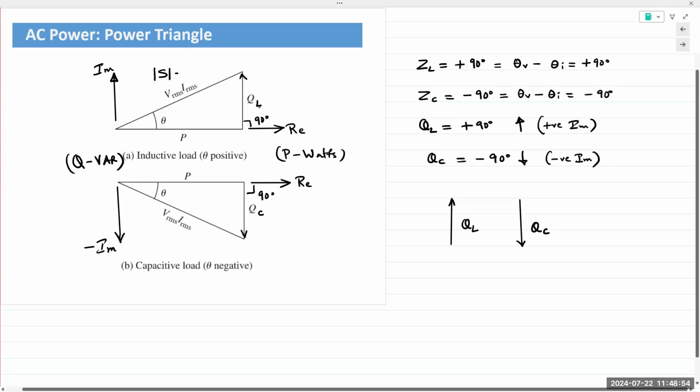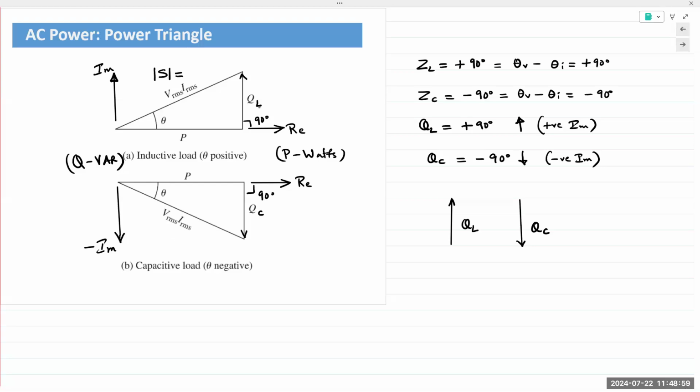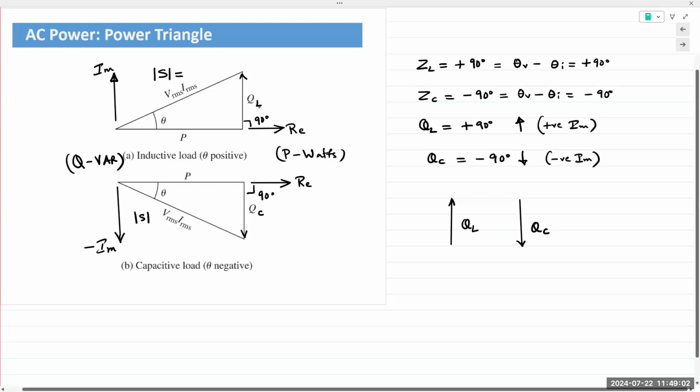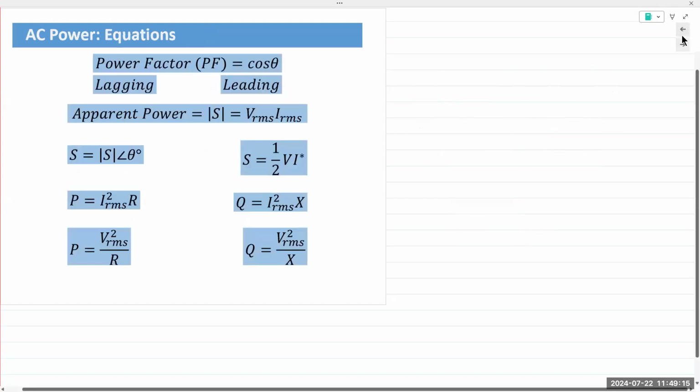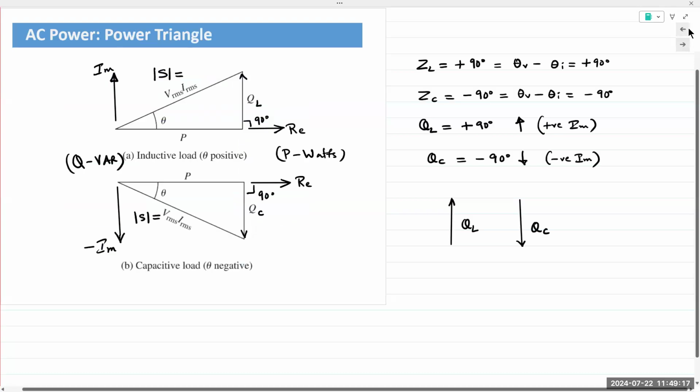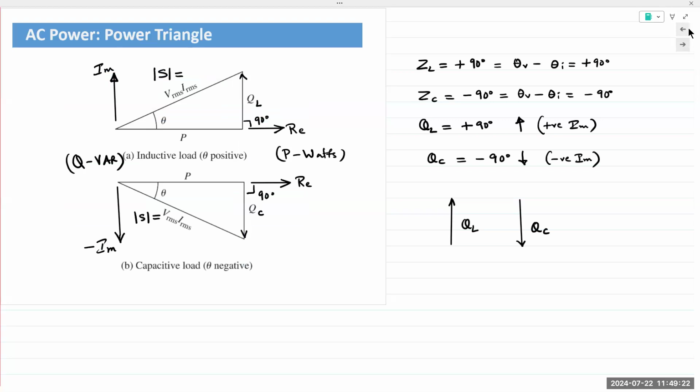This is also the magnitude of S. Magnitude of S is given by the product of the voltage and current, VRMS times IRMS. The equations are on the next page. Let's take a pause. Let me know if you have any questions about the power triangle. Any questions at all?